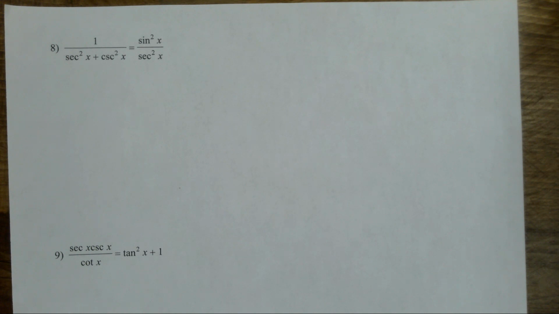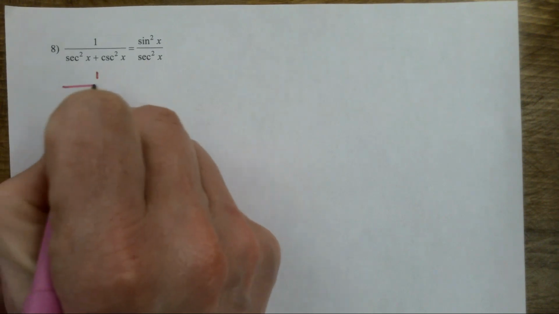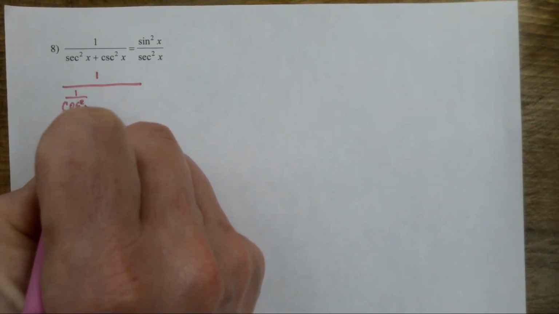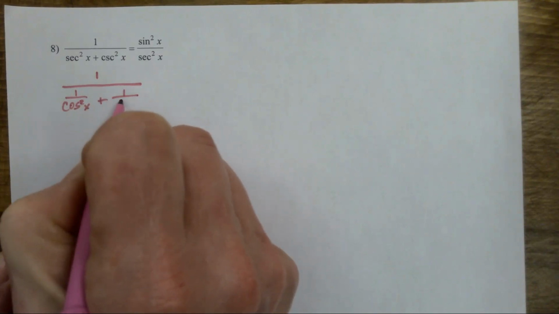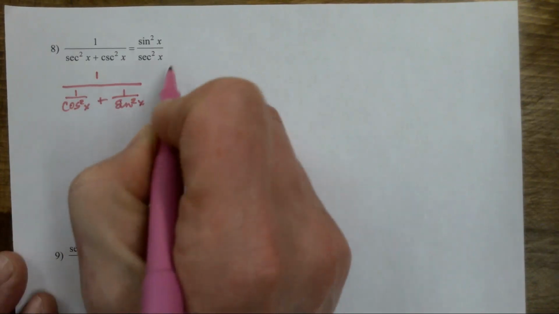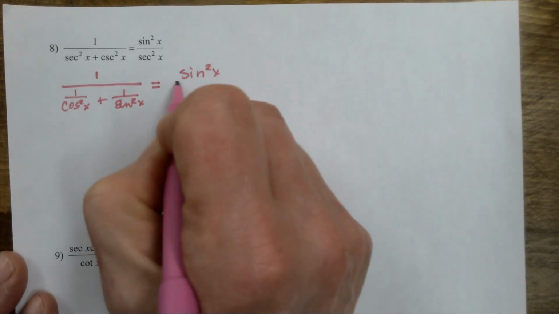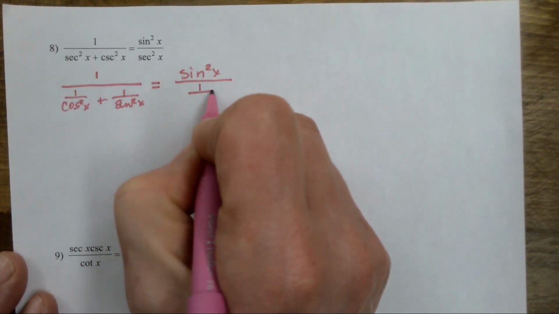Tony? Just convert them. Get everything into sine and cosine, okay? Remember, that's always a safe bet. So I have 1 over cosine squared plus 1 over sine squared equals sine squared over 1 over cosine squared.